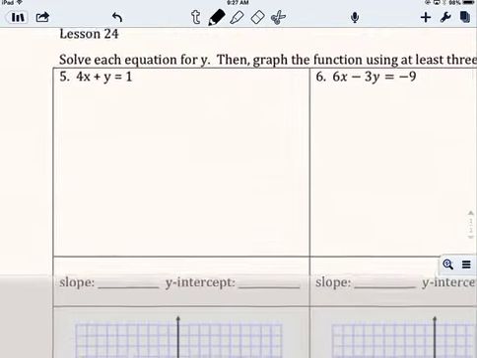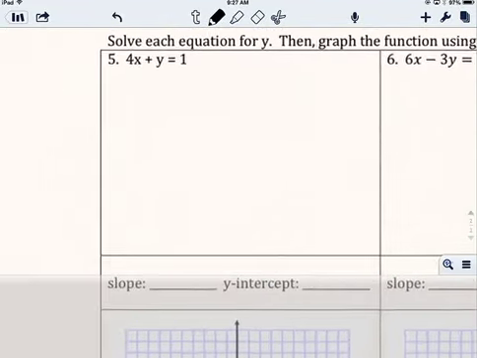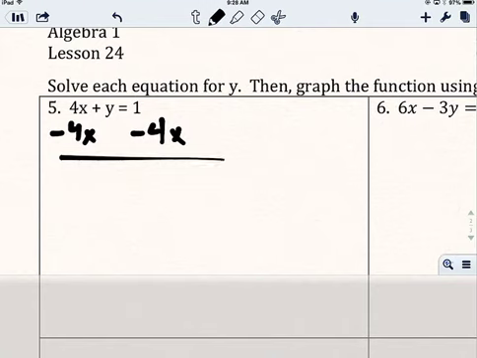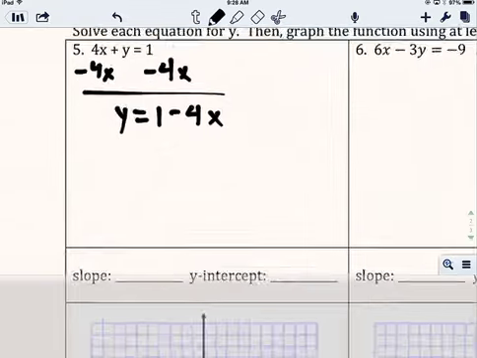Solve each equation for y, then graph the function using at least 3 points. If you're looking at 4x plus y equals 1, it's hard to know what points fit into that, or what the slope is, or that kind of thing. So we need to put it in y equals form to see those things. I'm going to take away 4x because I'm solving for y, and I'll get y equals 1 minus 4x. And then y is already by itself. It doesn't have a coefficient. So you can go ahead and graph it from there.